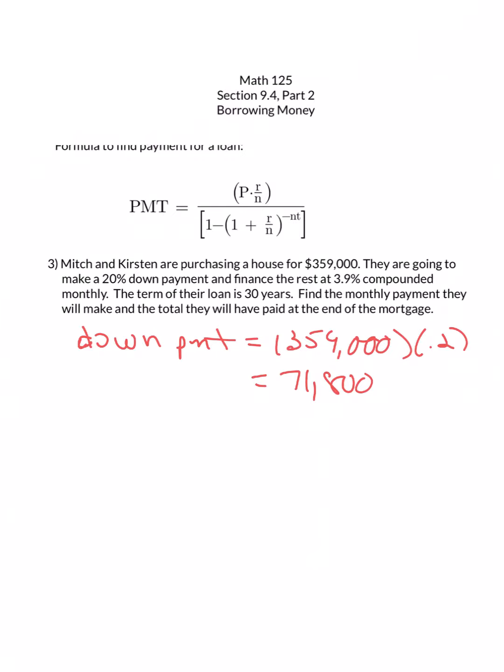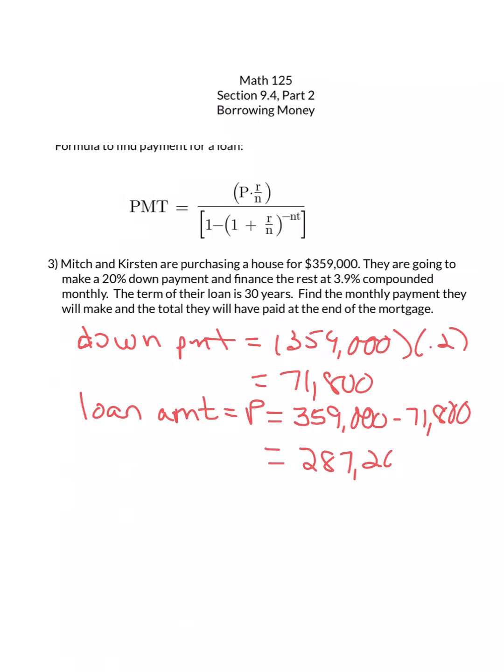Now that we know that, let's find what the loan amount will be. And remember that the loan amount is P in our formula. We are going to take the price of the house, $359,000. We're going to subtract what we're giving them in cash. And that will come out to be $287,200. So that's how much our loan is going to be for. And remember, that's our P in the formula.